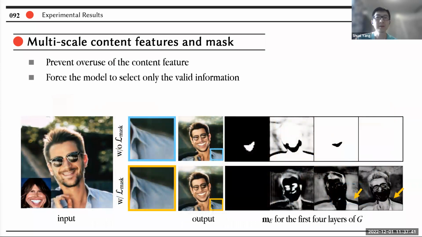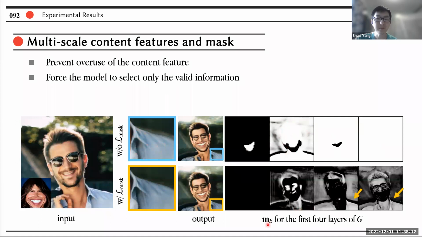However, we should avoid overusing these features. Here is an example of the ghosting artifacts at the edge of the clothes. To solve this problem, we introduce the mask and the mask loss. We compare the result with and without the mask loss, and show the estimated masks in our 4 fusion modules in the generator. The model without the mask loss overused the content feature, leading to the ghosting artifacts.